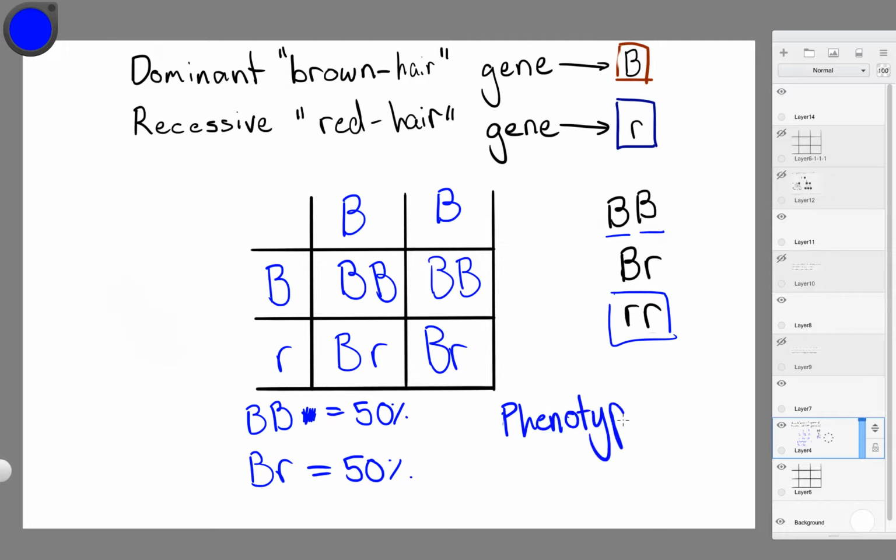Phenotype. And what would the phenotype be? The physical characteristic that's expressed doesn't take into account the mix of genes, it just takes into account how they're expressed. Let's just nail that point home. How they're expressed, brown hair, brown hair. Phenotype is 100% brown hair. Cool. So that's that example.